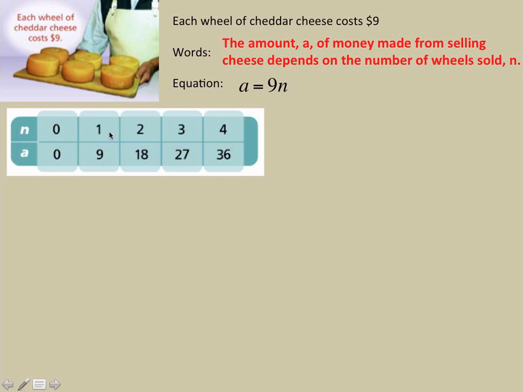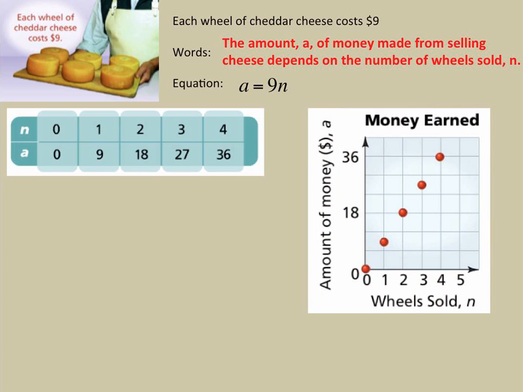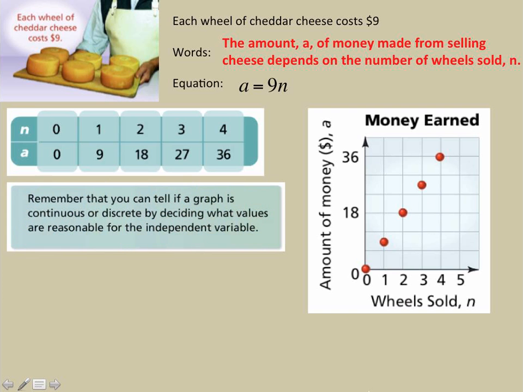Okay, so I made a table. And I just said, okay, well, if I don't sell any wheels, then I make $0. If I sell 1 wheel, I make $9. 2 wheels, $18, etc., etc. I can pick any numbers I want. Okay? So as I graph those things, 0, 0, 1, 9, 2, 18, 3, 27, 4, 36, it looks like that. Okay, so I just plotted those points. Again, please make sure you have the axes labeled with the numbers and the words.